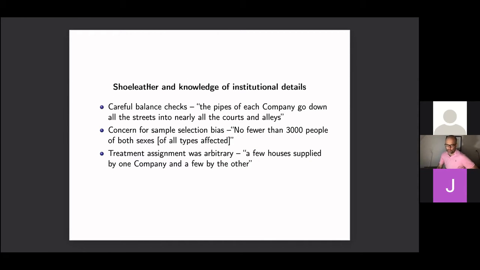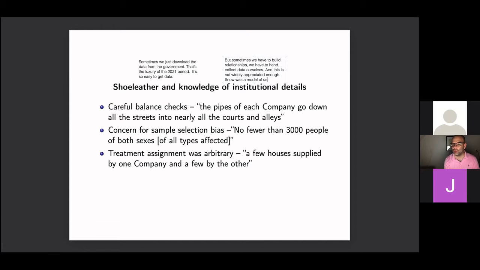So he does a lot of hard work, which I'll just call shoe leather. Sometimes there's a lot of work that goes into research that is just the hard work of collecting the data. Sometimes we just download the data from the government. That's the luxury of 2021. It's so easy to get data, but sometimes we have to build relationships. We have to hand collect data ourselves. And this is not widely appreciated enough. Snow was a model of using both.